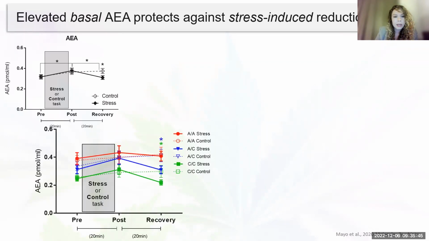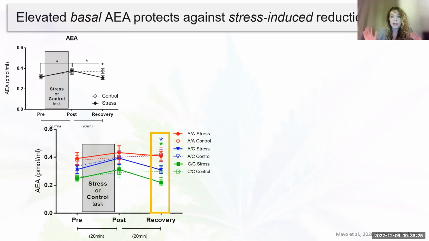So when we looked at our genetic set and broke it down by group, what we thought was pretty interesting was that during this recovery period, everyone's showing this decrease in anandamide levels following stress, except for those AA individuals. Again, these are those very rare individuals who have really high anandamide to begin with, and they're not showing any stress-induced decreases in anandamide. We thought that was interesting, but we didn't really know what to make of it, because at the time there wasn't a whole lot of literature out there on these more dynamic responses of endocannabinoids in humans.